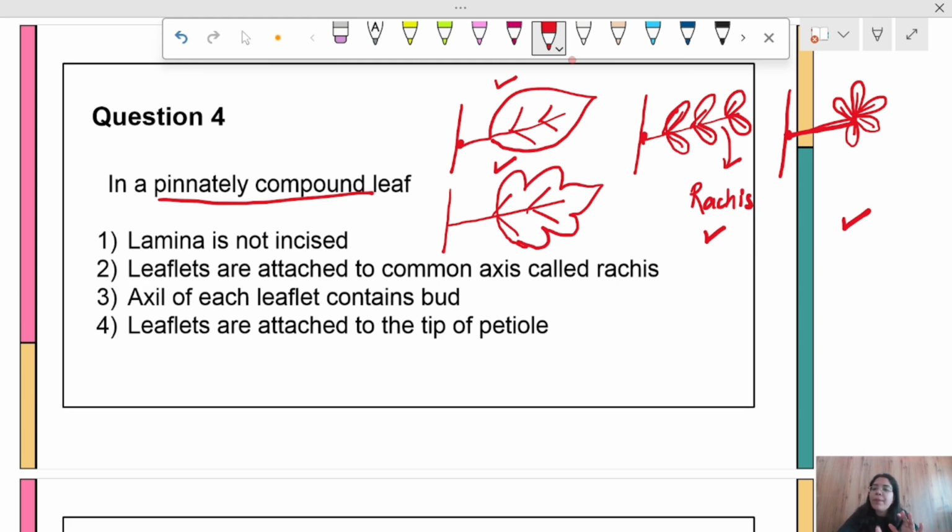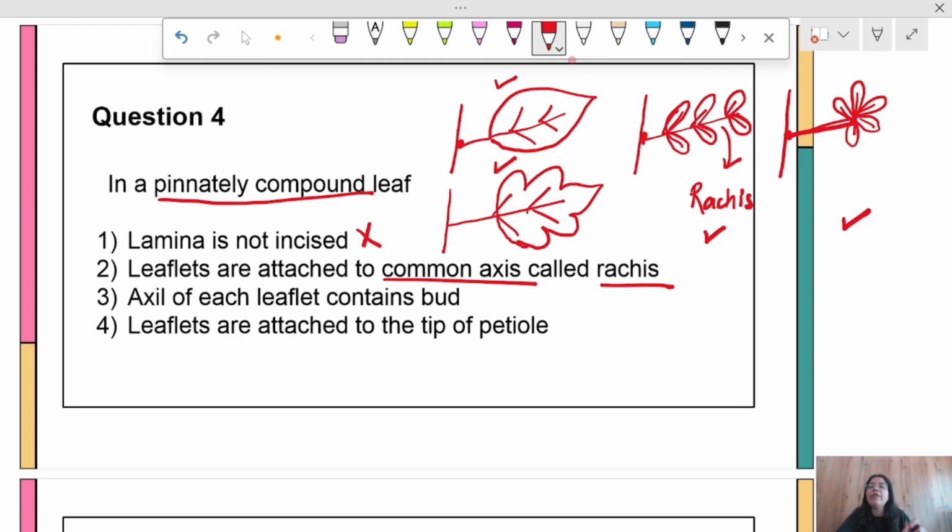So in a pinnately compound leaf, lamina is not incised. Wrong, it is incised. It is divided. It is cut. Leaflets are attached to common axis called rachis. It is attached to rachis, but let's see common axis is correct or not. We will check. More options.